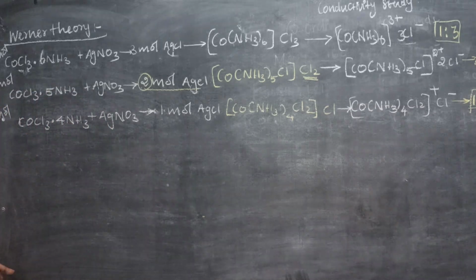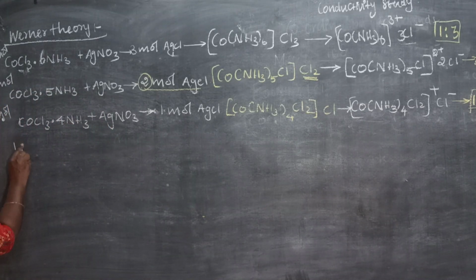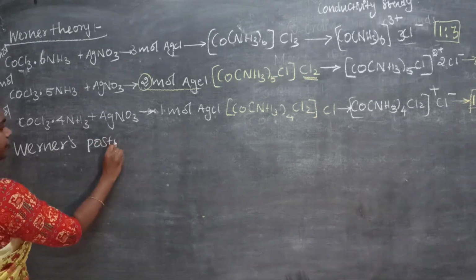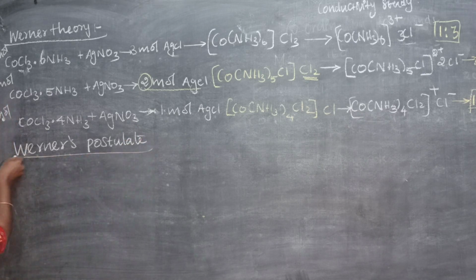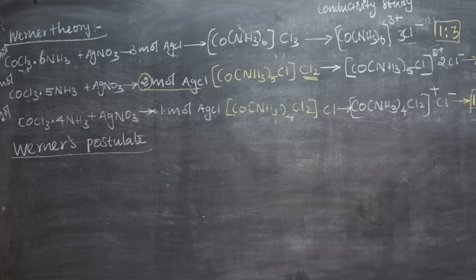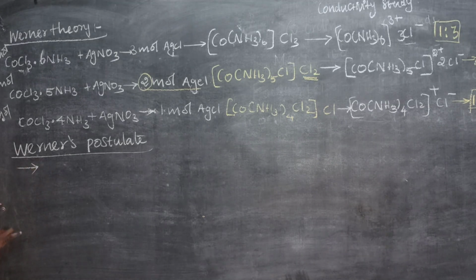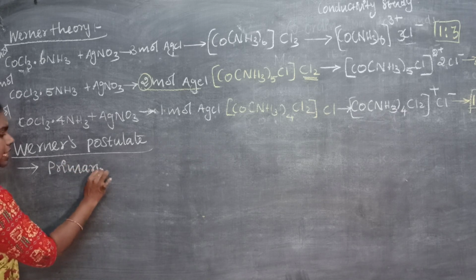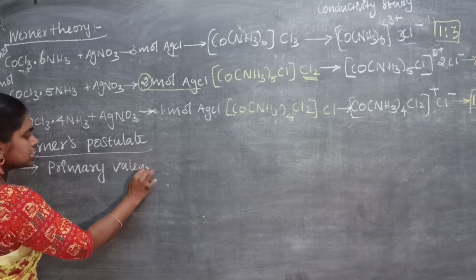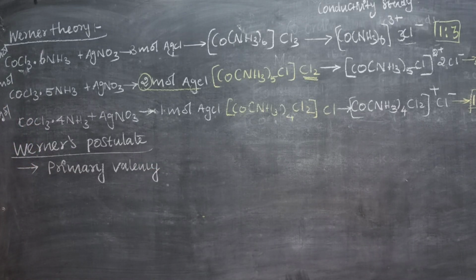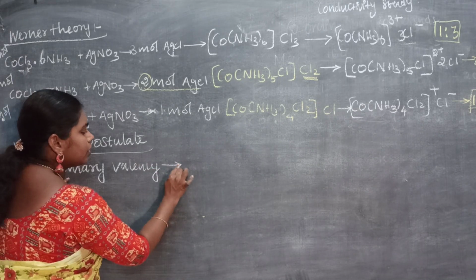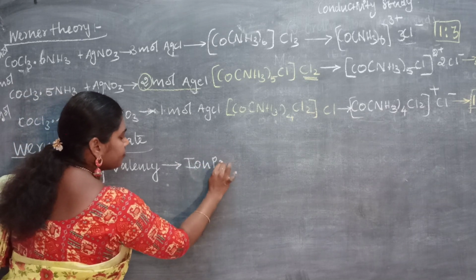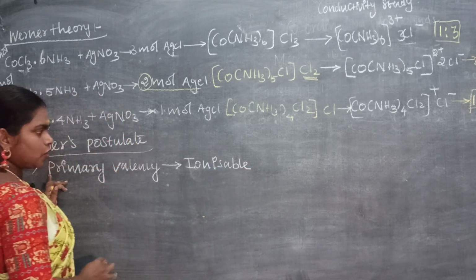Next, Werner's postulates. According to Werner's theory, there are 2 valencies: one is the primary valency, the other is the secondary valency. Primary valency is nothing but the ionizable valency. Primary valency, or ionizable.